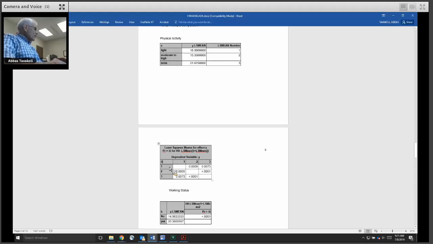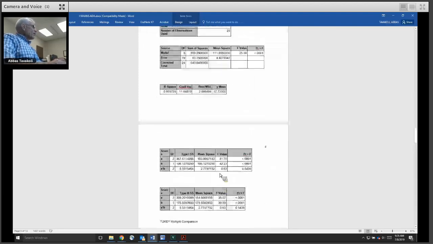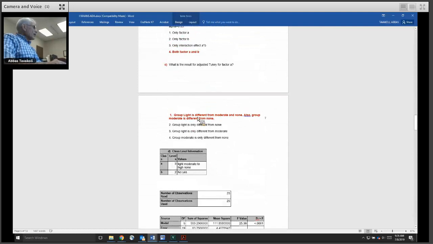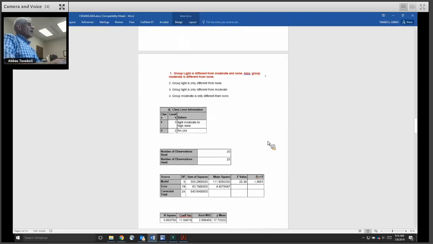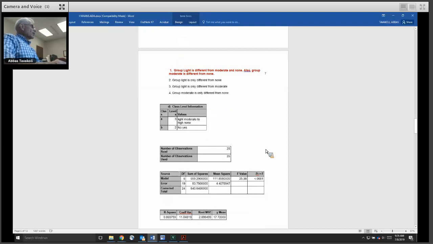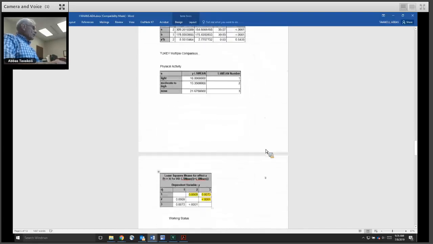1 versus 2 is significant. 1 versus 3 is significant. 2 versus 3 is significant. If you look at all the p-values here, you have 3 comparisons, then you have 3 p-values. All of them are less than 0.05. Therefore, you would say group light is different from moderate and none. Also, group moderate is different from none. All those 3 comparisons are significant. That's the correct answer.